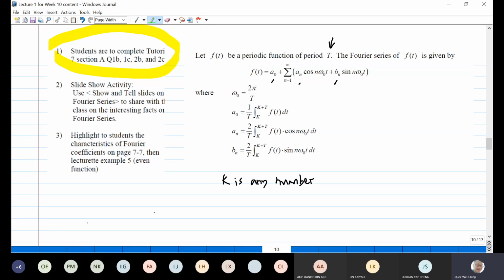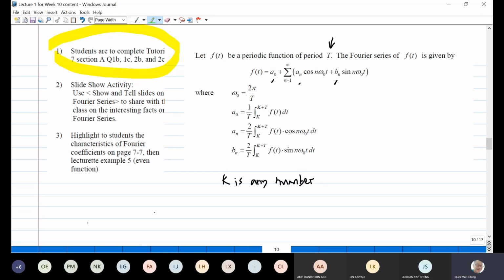And then the second part is to show you the slide, which I already sent on WhatsApp: the introduction to Fourier series. So we can take a look at that slide there. Then I'm going to show you how to actually deal with a Fourier series in general.